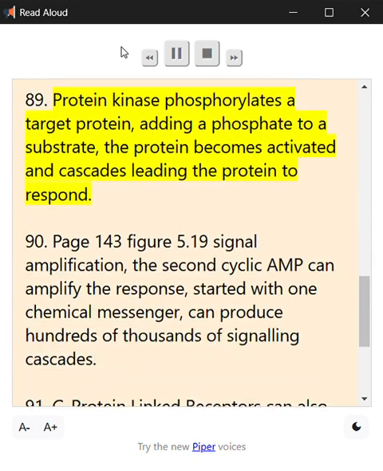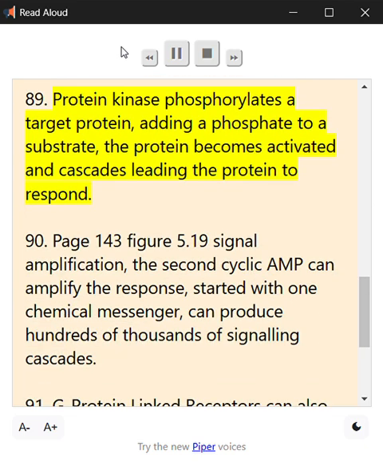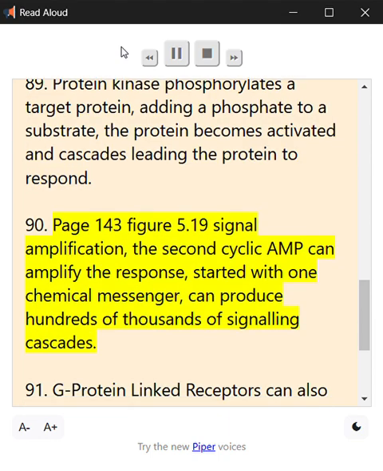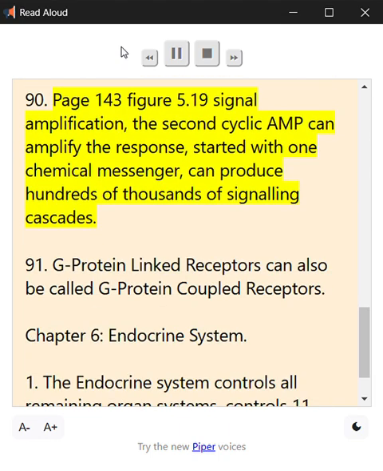89. Protein kinase phosphorylates a target protein. Adding a phosphate to a substrate, the protein becomes activated and cascades, leading the protein to respond. 90. Page 143, Figure 5.19, Signal amplification. The second messenger cyclic AMP can amplify the response. Started with one chemical messenger, it can produce hundreds of thousands of signaling cascades. 91. G-protein linked receptors can also be called G-protein coupled receptors.